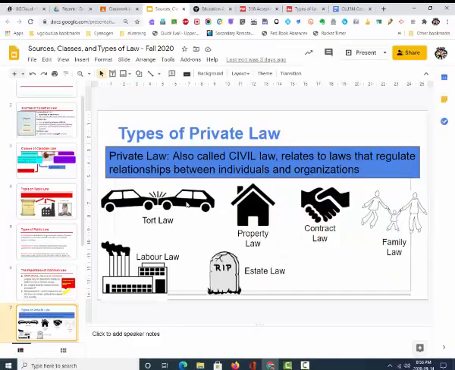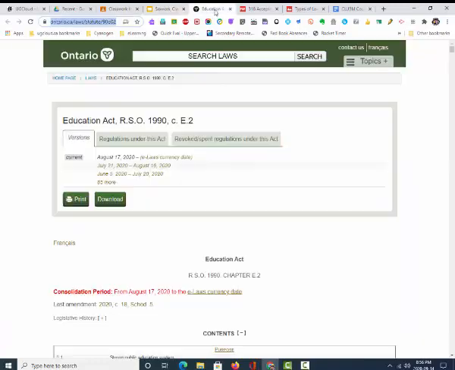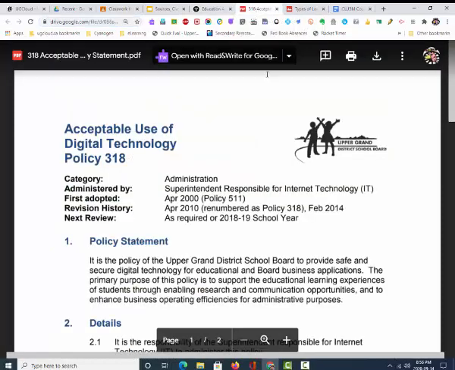Finally, I'm going to show you an example of substantive law, in this case the Education Act, which holds in it your rights as a student and your responsibilities as a student as well. An example of a rule is the acceptable use of digital technology policy from the Upper Grand District School Board, which is given its power under the Education Act.